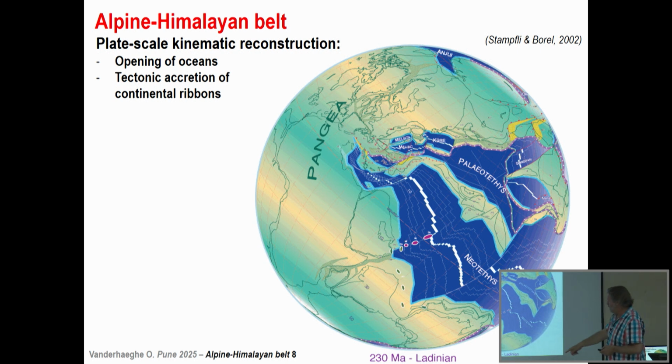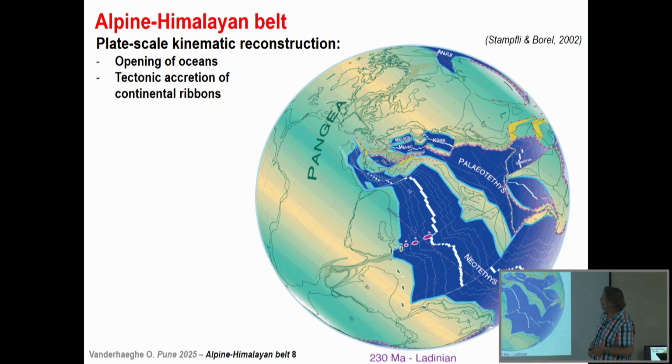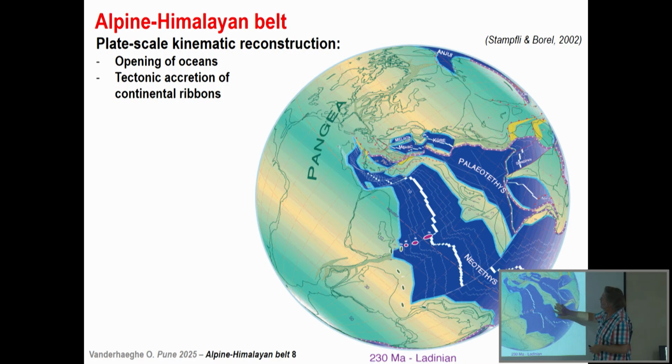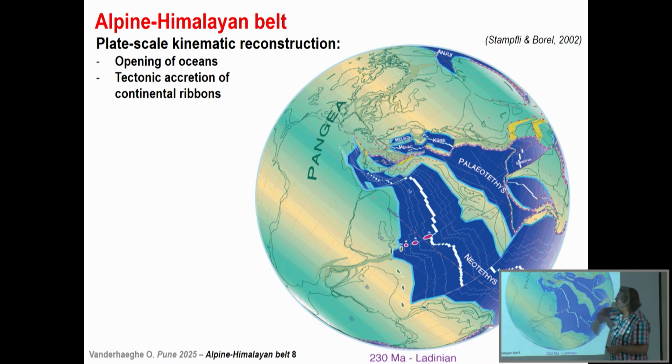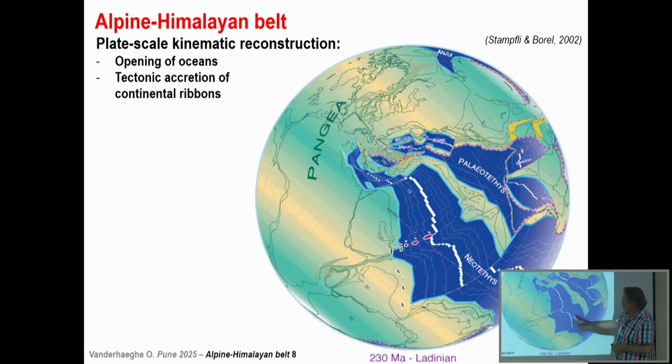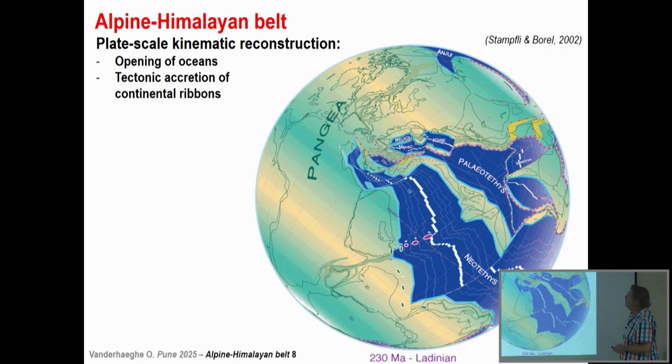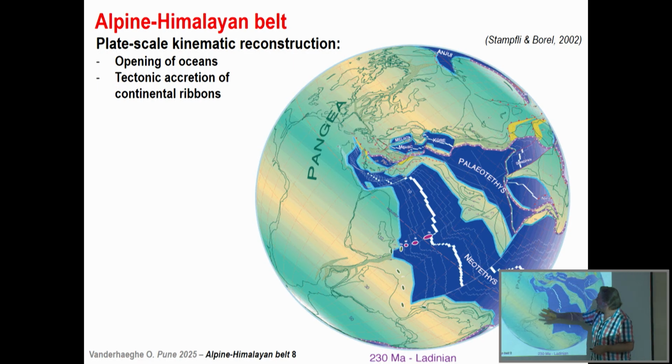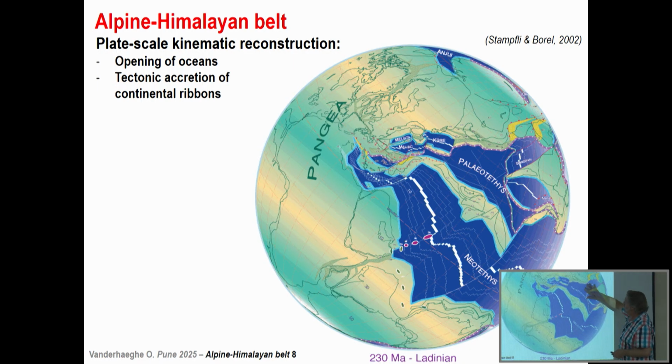So that's 230 million years ago, at a time when Pangaea was still forming one continent, and you had Neotethys and Paleotethys, the old ocean. You recognize the different continents here: Europe, Africa, Arabia, Siberia, and the future Himalaya and Tibet here.